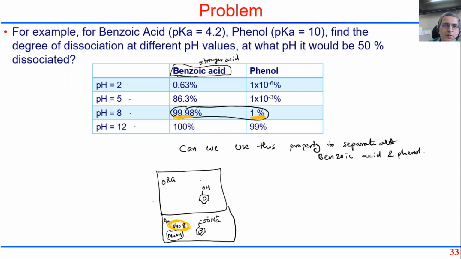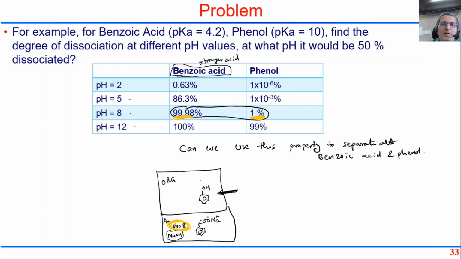The amount of phenol that would react with NaOH is decided by this equilibrium, and at pH 8 this equilibrium is practically all in the backward direction. That means there is practically no phenolate or phenoxide ion, and therefore sodium phenoxide or sodium phenate would not get extracted into the aqueous phase.